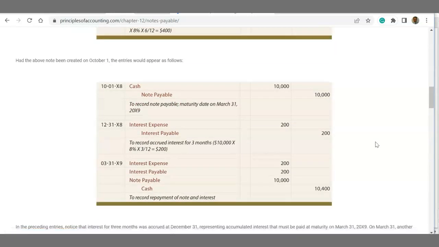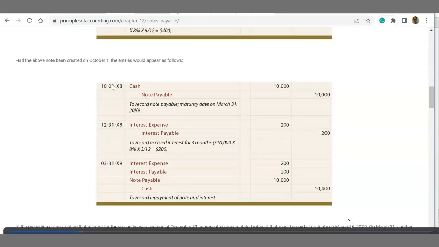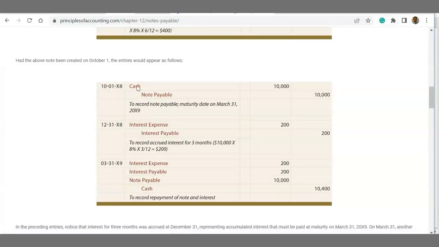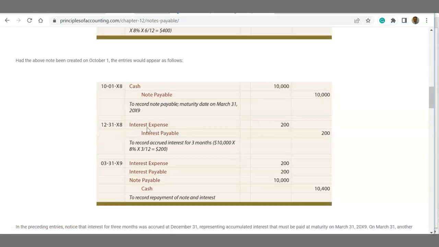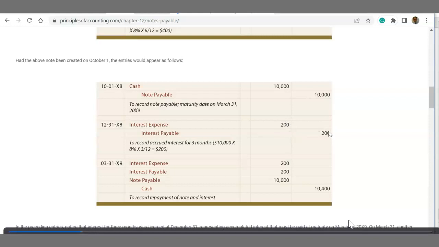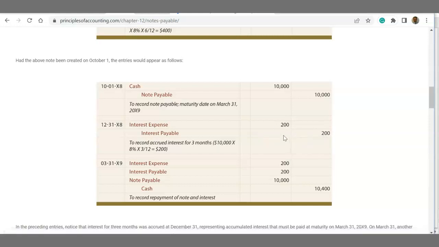However, let's say we borrow this in October. In that case, we record the borrowing of $10,000 in October. However, 3 months later, on December 31st, we record the accrued interest of $200, and the interest payable liability, current liability, of $200. We record this because it's the end of the period. We are going to prepare financial statements, and anything that happens in this period needs to be recognized in this period of time.